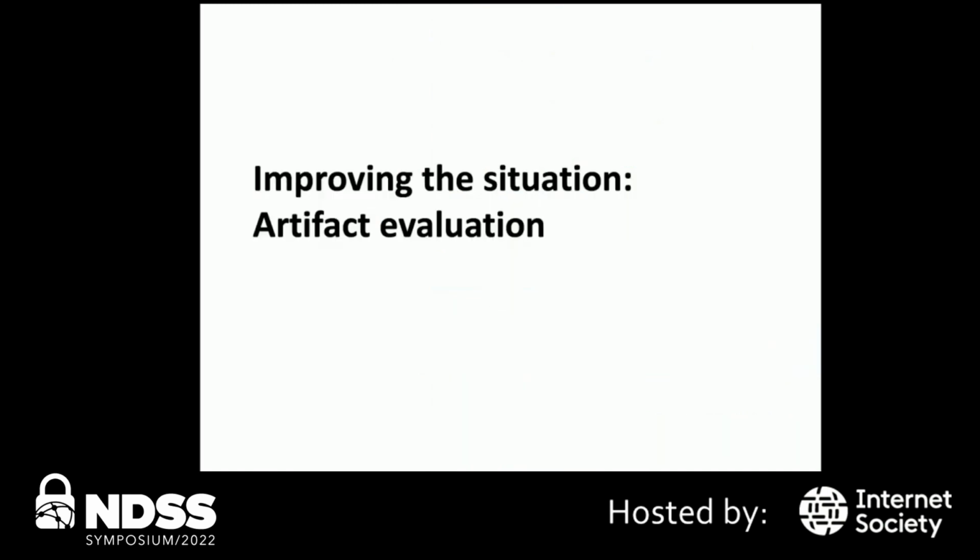So improving the situation. Well, we started doing artifact evaluation. And I don't know off the top of my head the first conference that had what was referred to as an artifact evaluation committee. But it was, I think, around the 2011 to 2012 timeframe. I guess I should have looked this up.